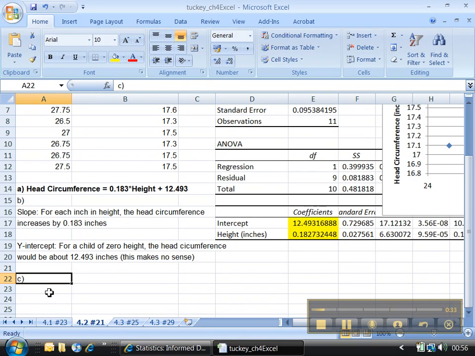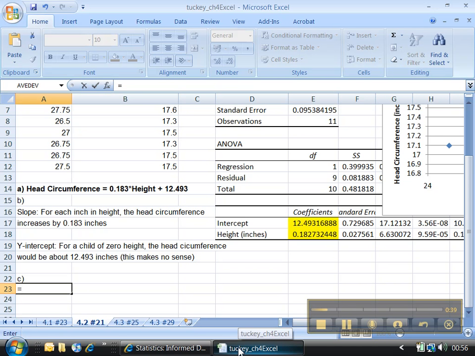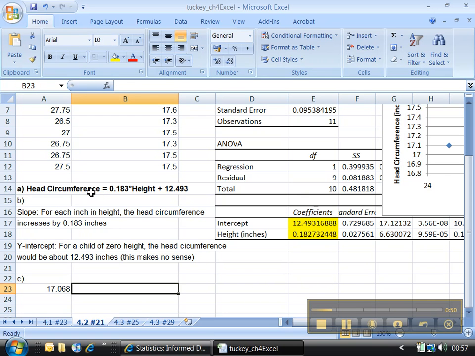All right, so let's see here. They said the child is how tall? 25 inches. So it's going to be equal to, now look at your formula, it's up here in bold, 0.183 times 25 plus 12.493. There you go. That many inches. Done. I'm substituting 25 in for height in this formula that we already created.